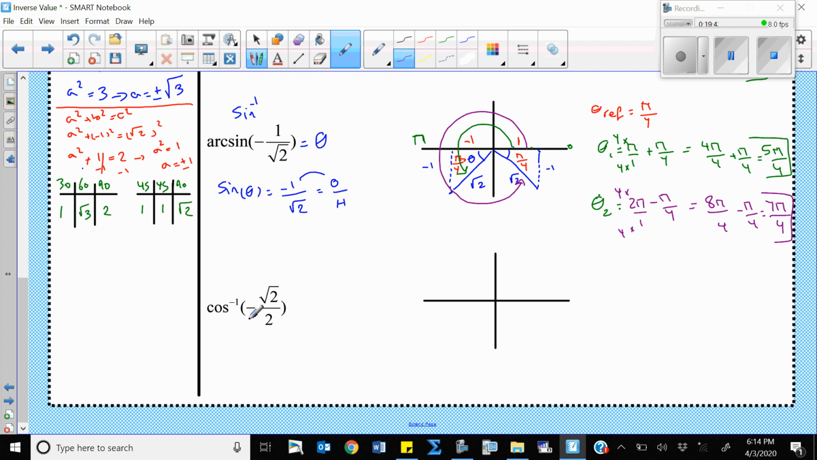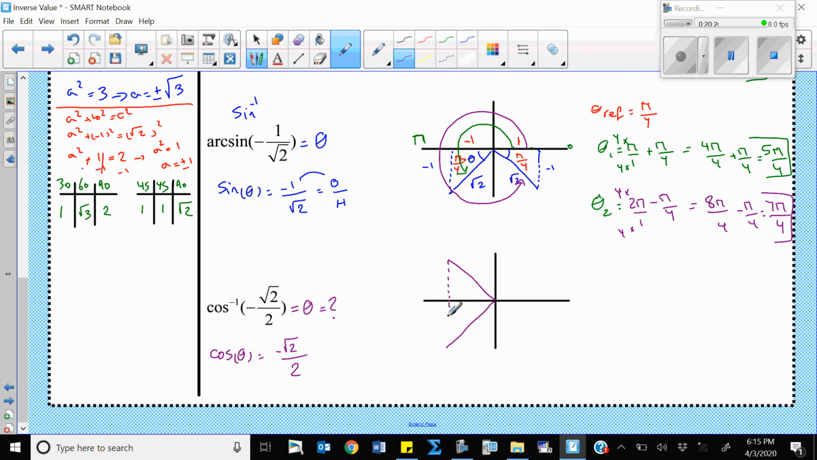Cosine inverse of negative radical 2 over 2 is equal to an angle. So using this phrase, I can say cosine of an angle called theta is equal to negative radical 2 over 2. Now, what is this angle? Cosine is a negative value. That means the angle that I'm looking for should be either in the second quadrant or the third one.